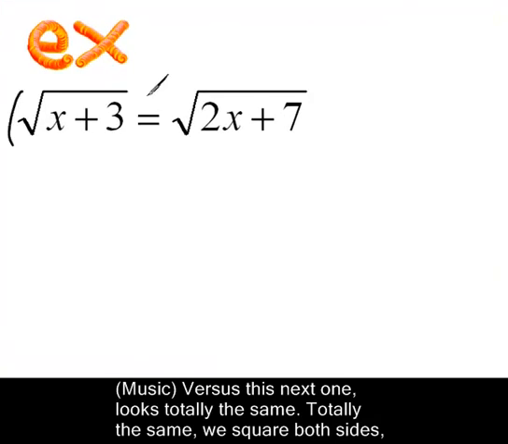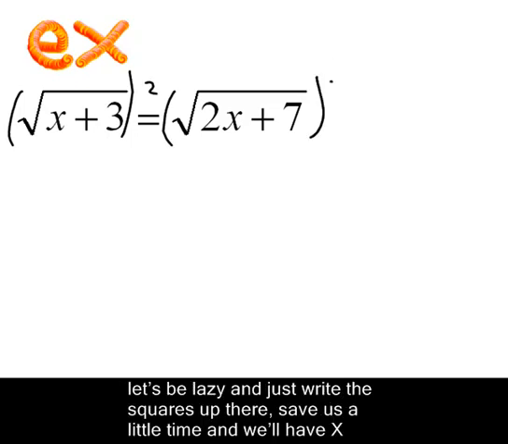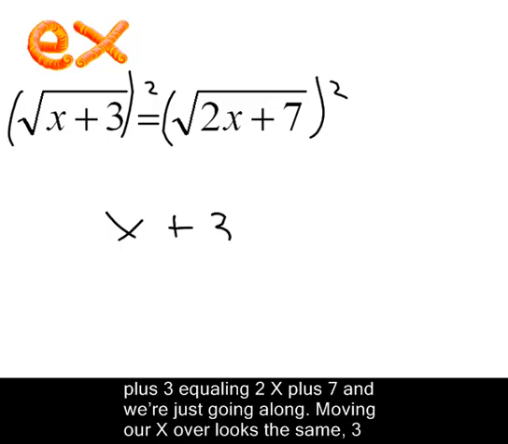Next one looks totally the same, okay? Totally the same. We square both sides. Let's be lazy and just write the squares up there. Save us a little time. And we'll have x plus 3 equaling 2x plus 7.